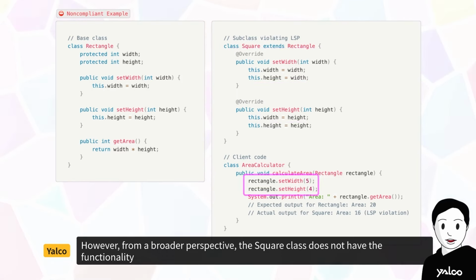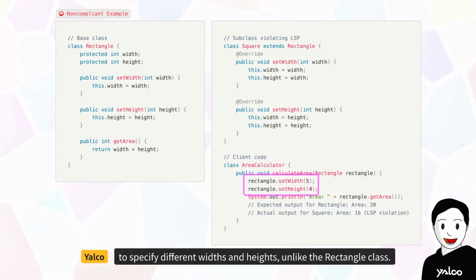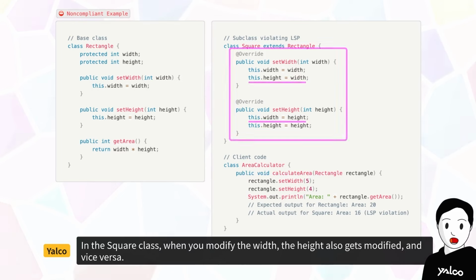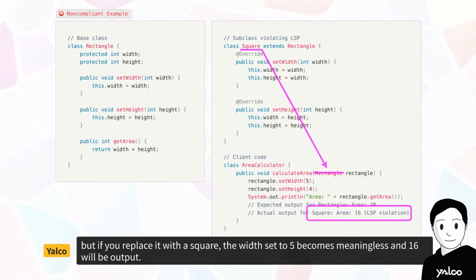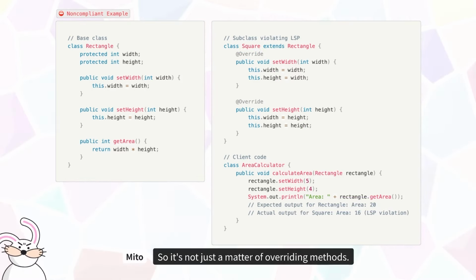However, from a broader perspective, the Square class does not have the functionality to specify different widths and heights, unlike the Rectangle class. In the Square class, when you modify the width, the height also gets modified, and vice versa. For example, if the width and height of a rectangle are set to 5 and 4 respectively, and the area is calculated, the output will be 20, but if you replace it with a square, the width set to 5 becomes meaningless, and 16 will be output. So it's not just a matter of overriding methods.